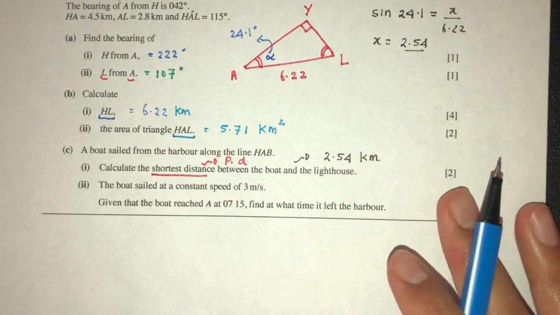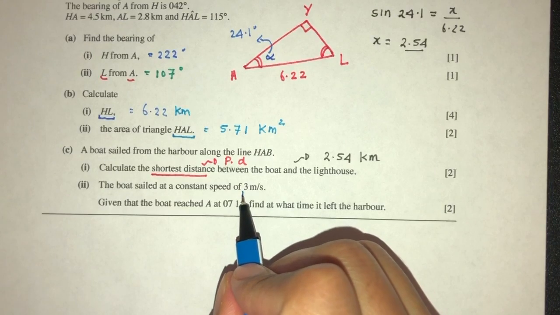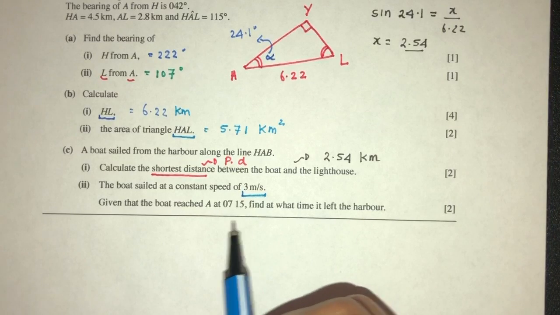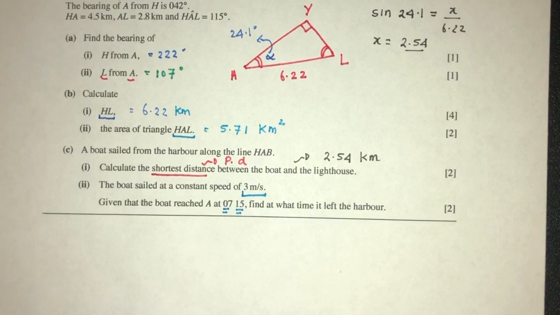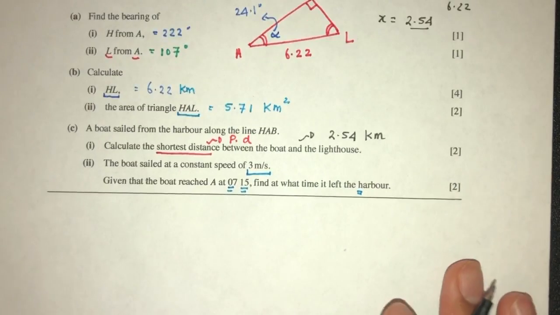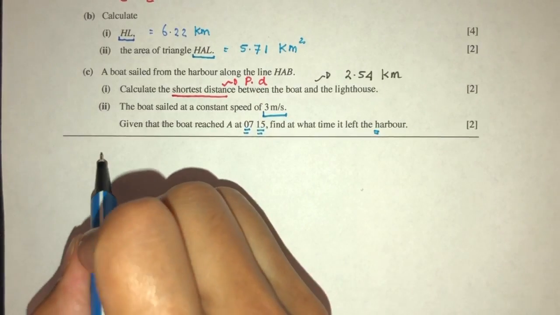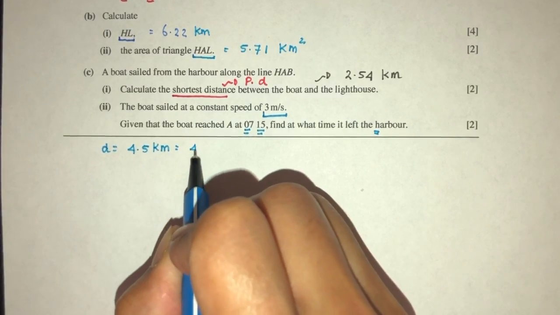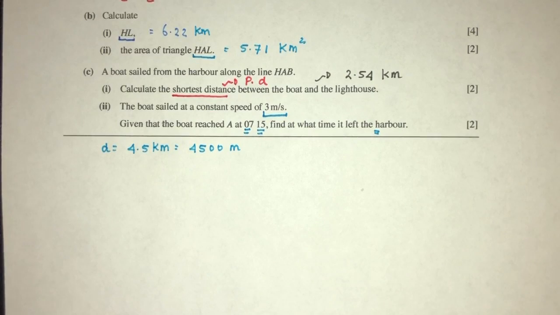Now part 3, the boat sailed at a constant speed of 3 meters per second. Given that the boat reached A at 7:15, find out at what time it left the harbor. Okay, so let's see. The harbor is here. We know distance HA is 4.5 given to you, so the distance is 4.5 km, which is 4500 meters, because we know 1 km is 1000 meters.